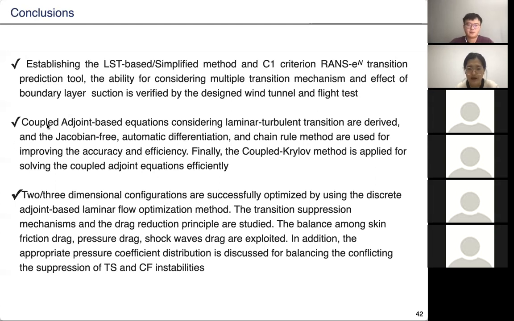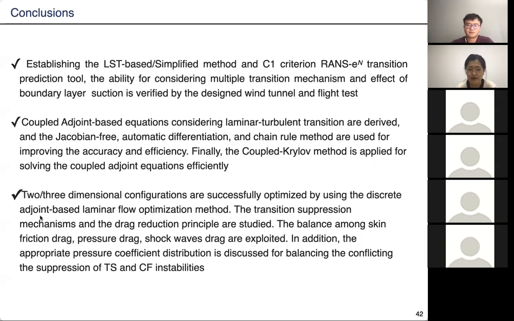Second, based on our framework, I derived the coupled adjoint-based equations and used the Jacobian-free function, automatic differentiation, and chain rule method for improving the accuracy and the efficiency. Finally, the coupled adjoint method is applied for solving the equation. And we also verified our code by the dot product test and comparison with the finite difference.